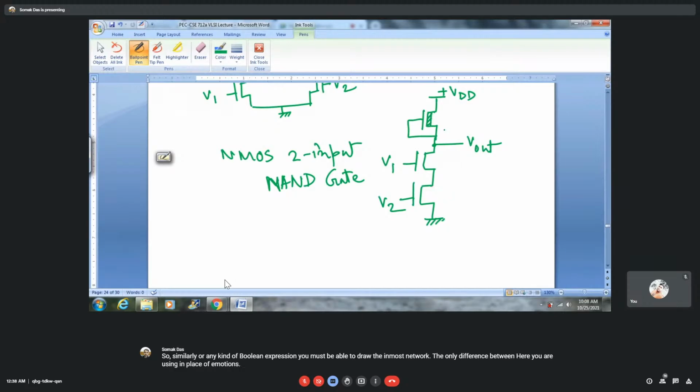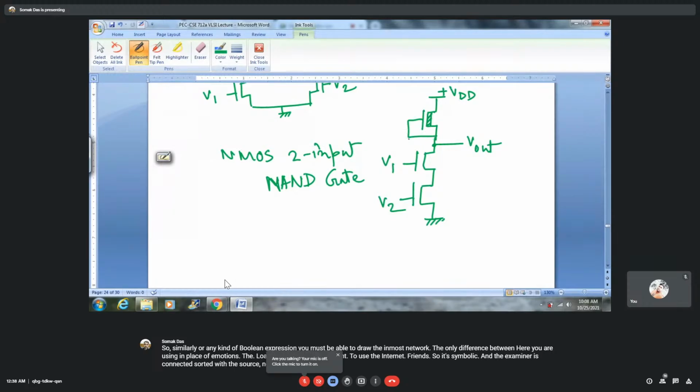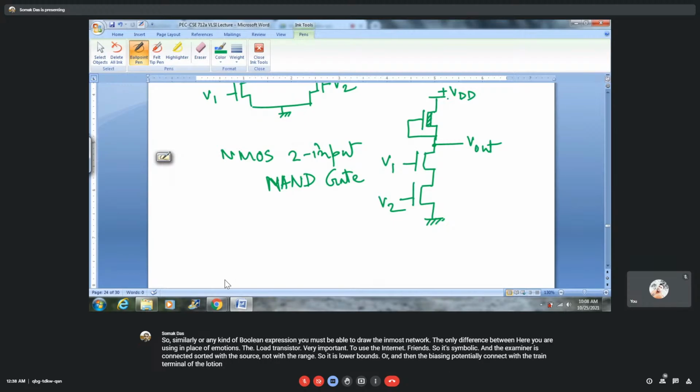The load transistor, very important, is here a diffused N-channel load transistor. So its symbolic representation also changes, and the gate terminal is shorted with the source, not with the drain. So it is shorted, and then the biasing potential you connect with the drain terminal of the load transistor is a positive biasing potential plus V. So this is the difference.